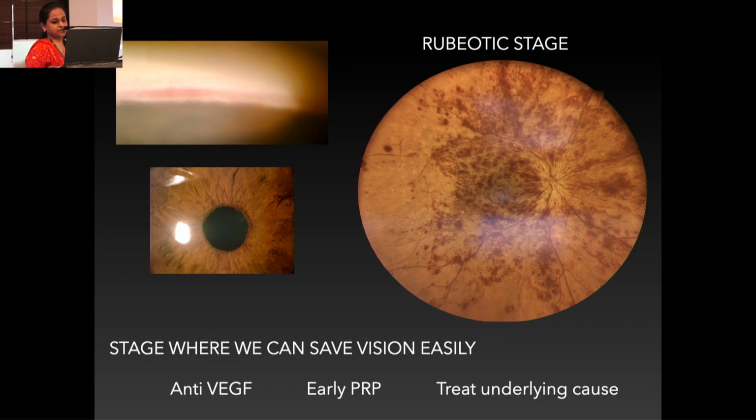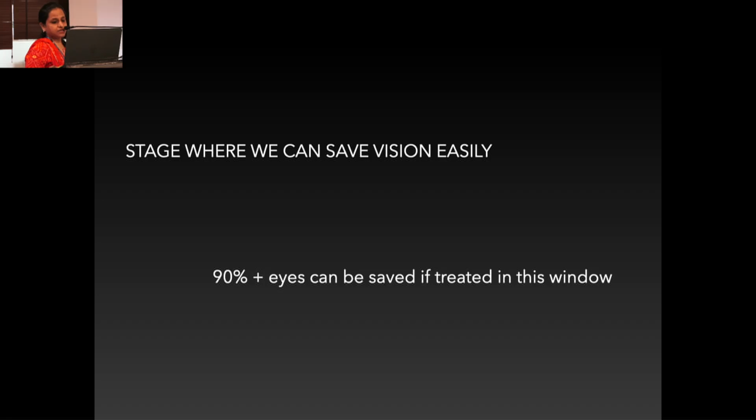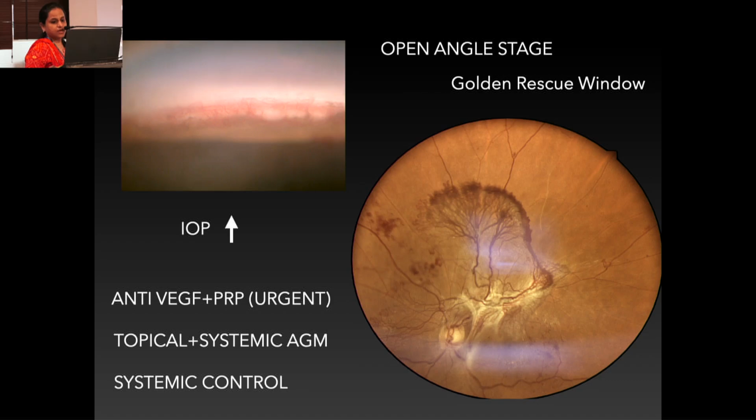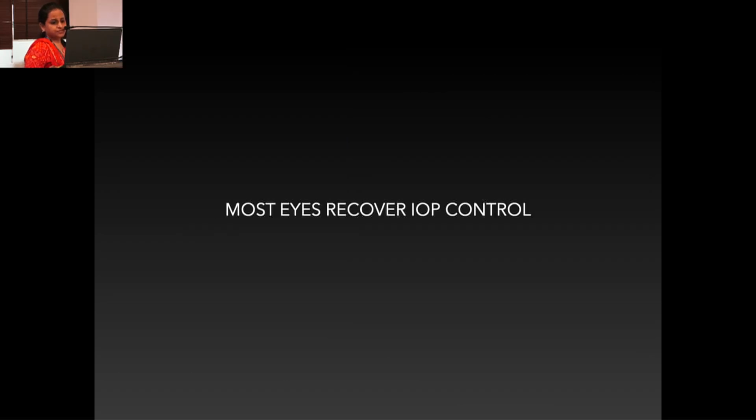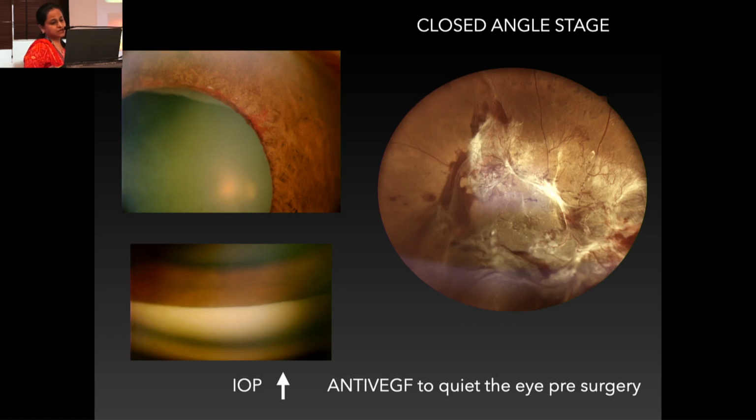Once you have the rubeotic stage, you go ahead and give the anti-VEGF. You can do an early PRP. Always treat the underlying cause. Almost 90% of eyes can be saved in this window. In the open angle stage, when the IOP is raised, you can give an anti-VEGF and urgent PRP, and control the IOP with topical and systemic anti-glaucoma medication if required. In the closed angle stage, the IOP will be higher, and you need to give the anti-VEGF to quieten the eye, and give the maximum anti-glaucoma medication. If it is not controlled, go and do the surgery.